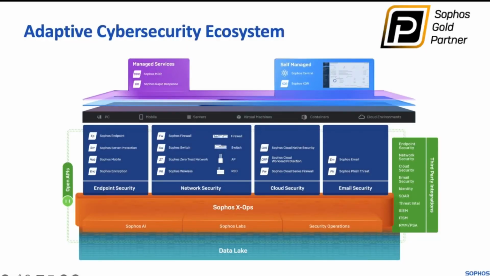This slide as well. This is our Adaptive Cybersecurity Ecosystem. I'm not going to spend too much time on here, but this is a really nice way to see what sort of products we're offering these days. We've broken them into endpoint security, network security, cloud security, and email security. All of them can be managed within our cloud management platform, Sophos Central, and all of them, including these third-party integrations, plug into this data lake.